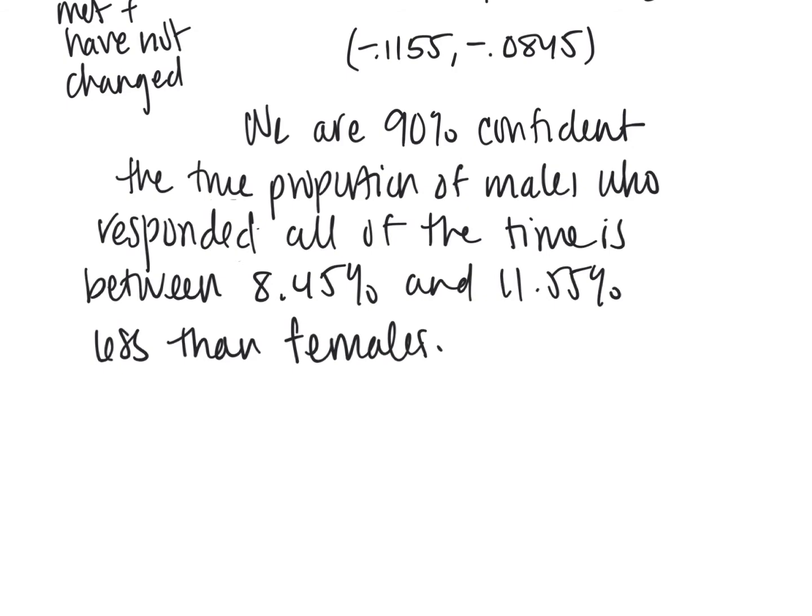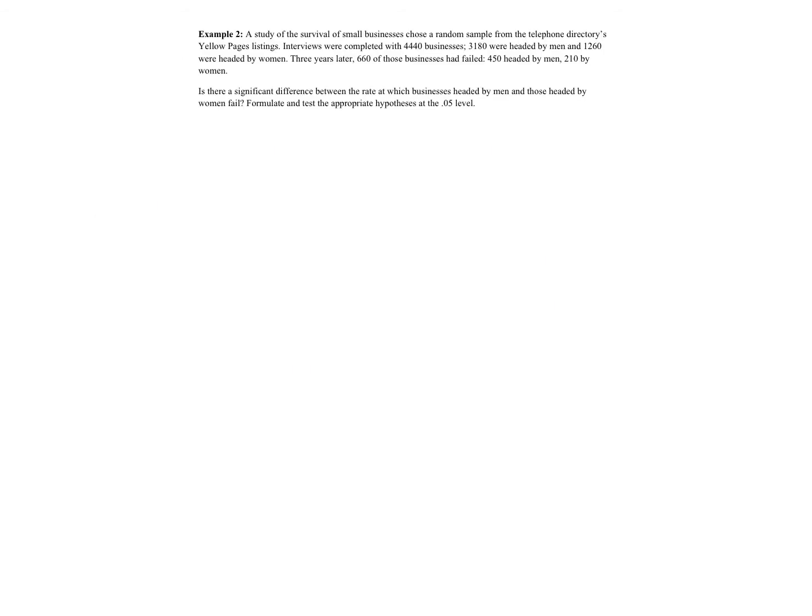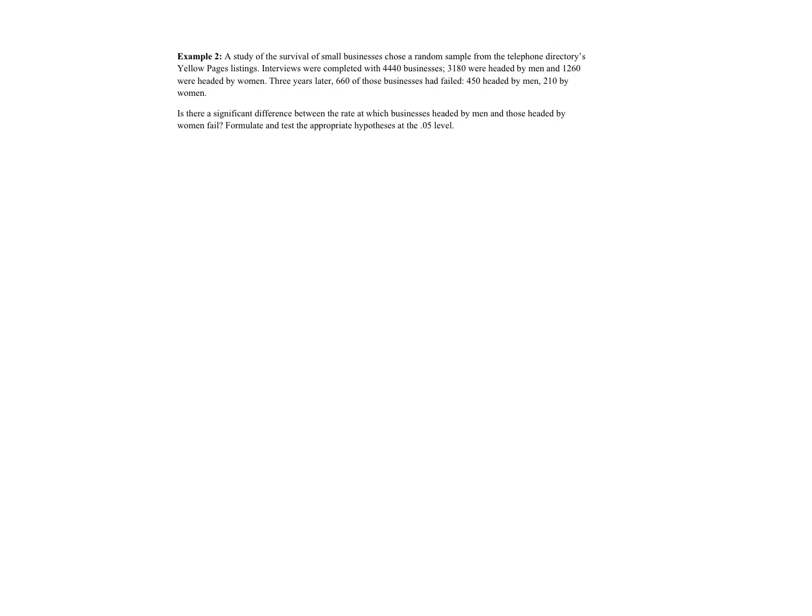All right, so the only homework you have tonight is to finish and do this one practice problem. So complete this practice problem to complete your packet, and we'll go over it on Monday.